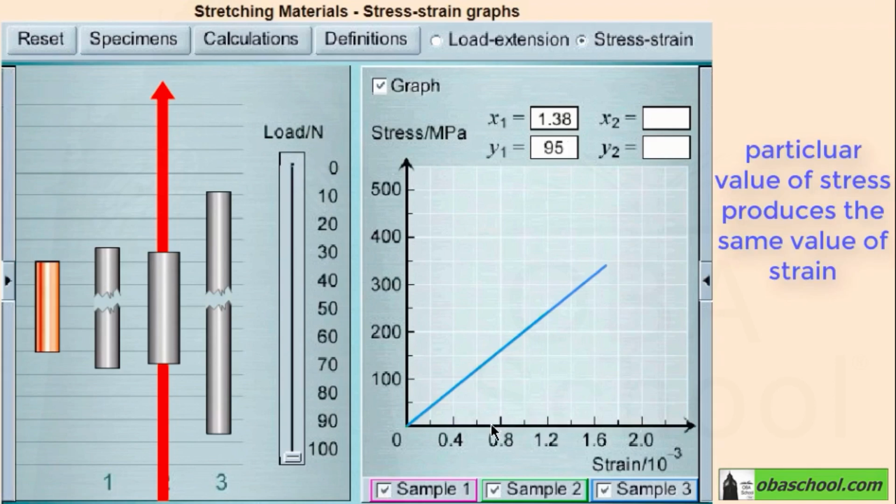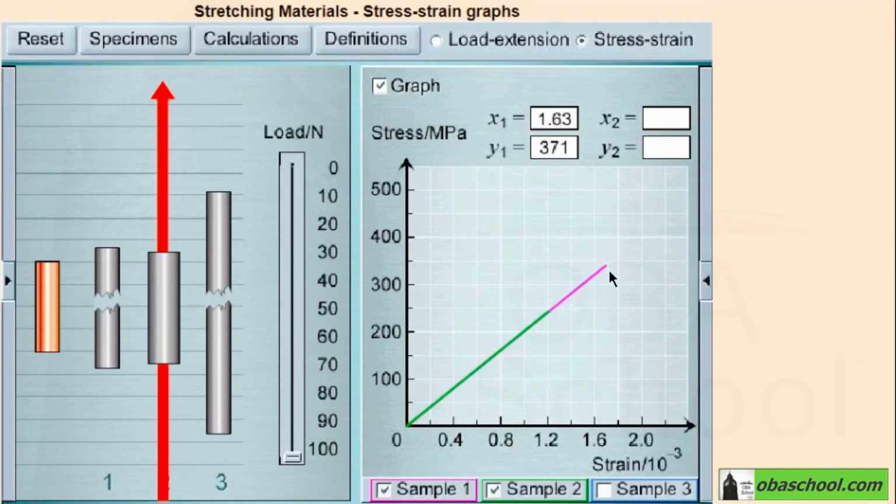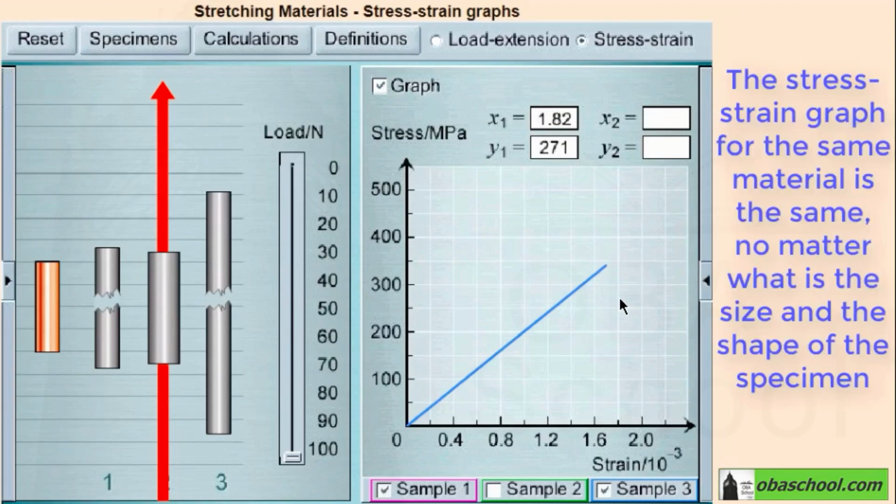So if we remove the curve of sample 3, we will find the curve of sample 1, which is pink, and the curve of sample 2, which is green. And if we remove sample 2, the curve for sample 1 is obvious, as you can see. Let's select the curve of sample 3. As you can see, it overlaps the curve of sample 1. So the stress-strain graph for the same material is the same no matter what is the size and shape of the specimen.